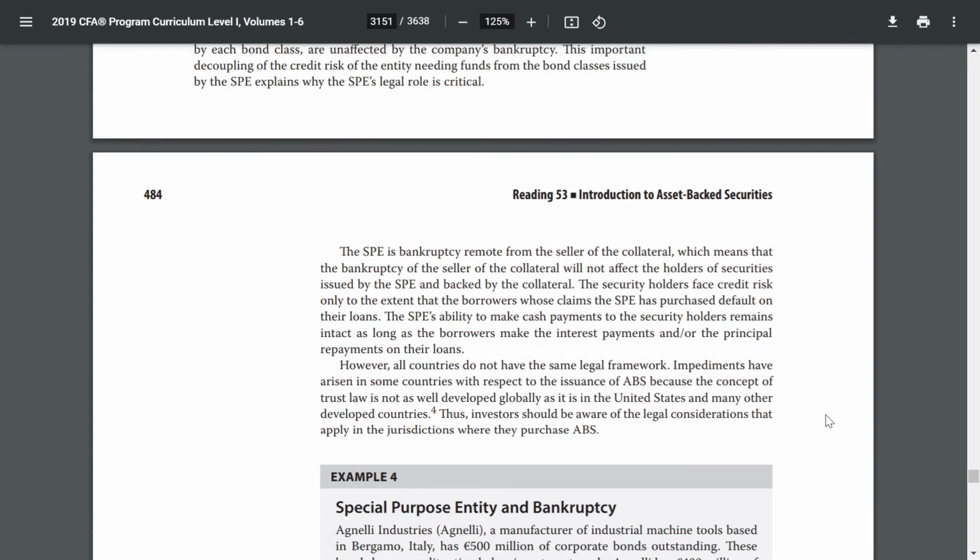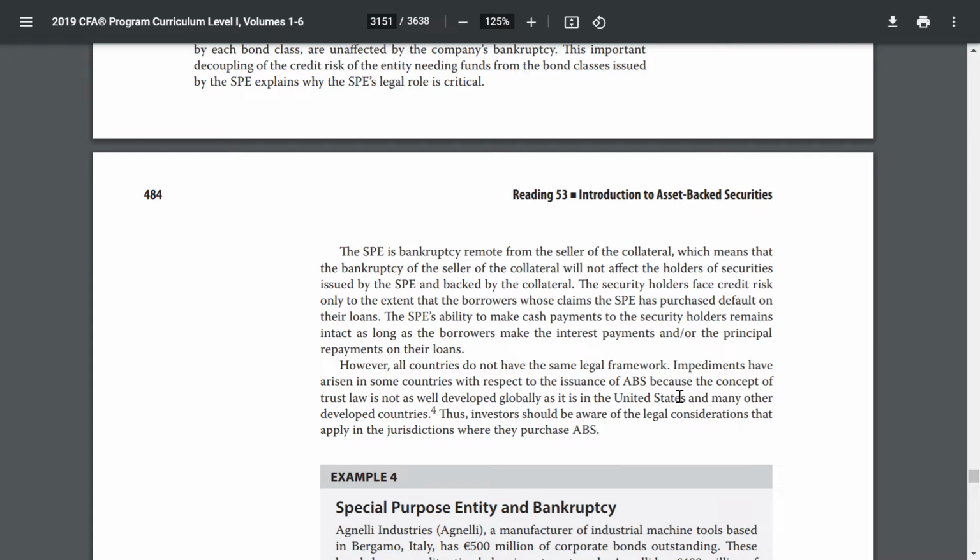The SPE is bankruptcy remote for the seller of the collateral, which means that the bankruptcy of the seller of the collateral will not affect the holder of the securities issued by the SPE. And backed by the collateral, the security holder faces credit risk only to the extent that the borrowers whose loans the SPE has purchased default on their loans. The SPE's ability to make cash payments to the security holders remains intact for as long as the borrowers make the interest payment and/or the principal repayment on the loan.